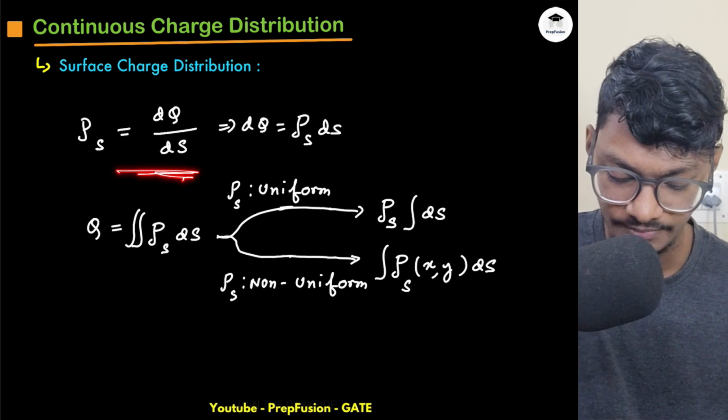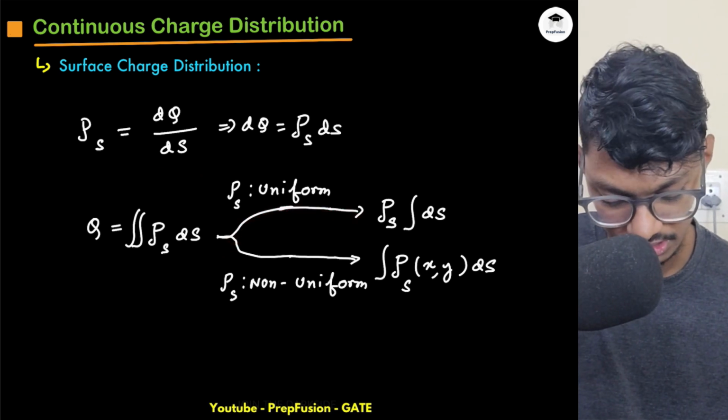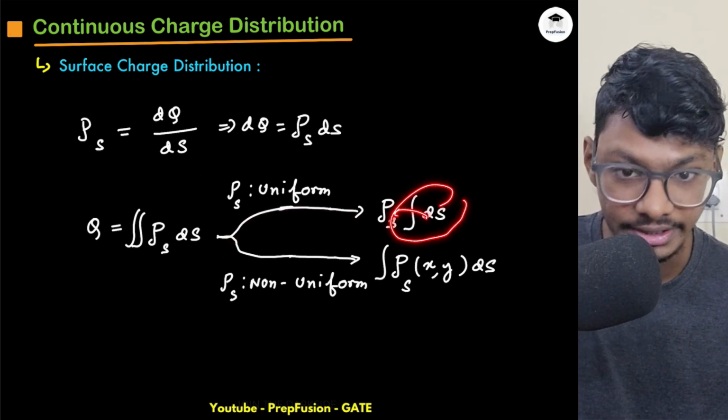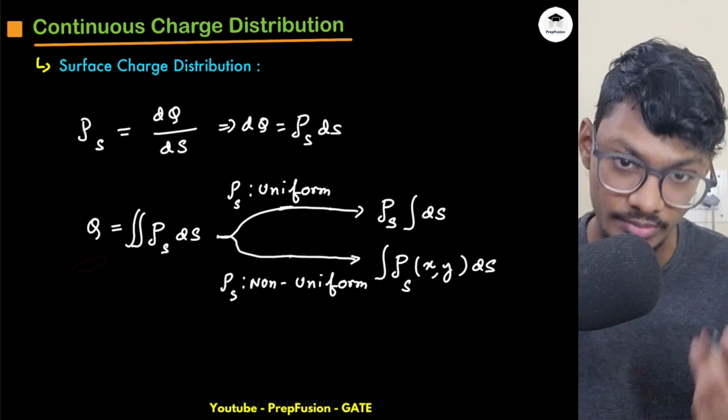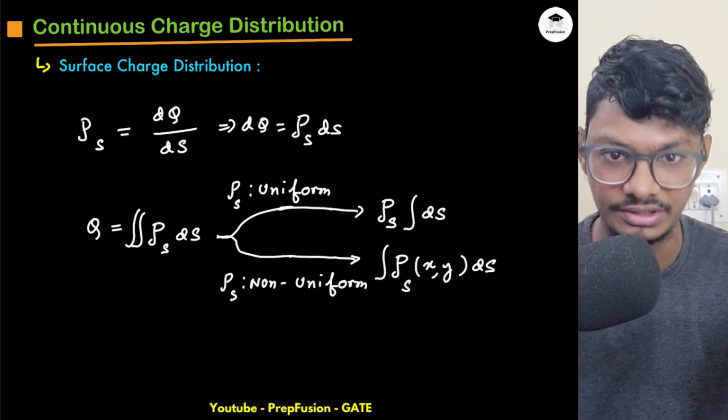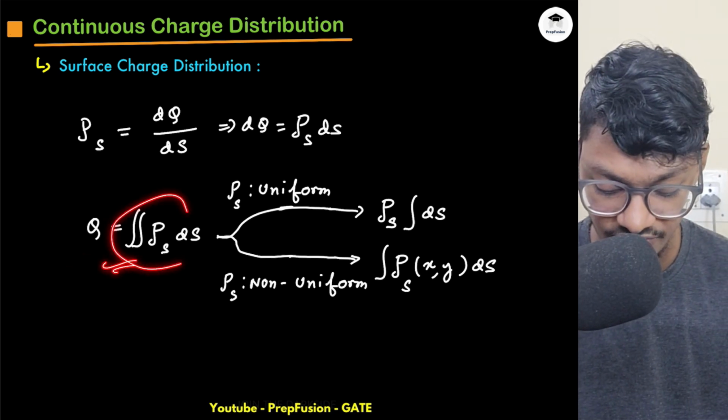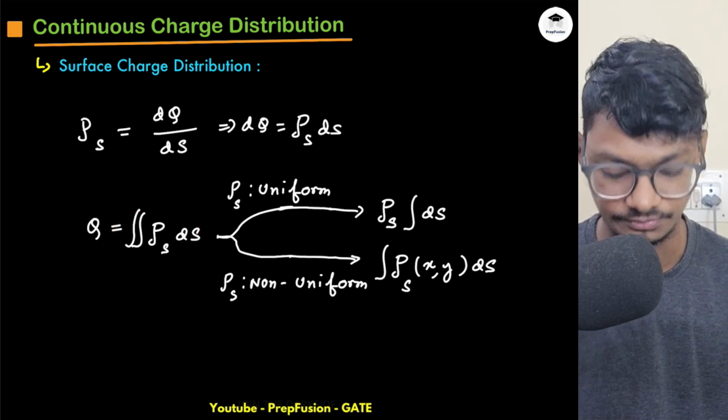Rho s is defined as this. Now if it is uniform, I can simply take rho s out of the integration and then integrate for finding the charge, and this will be helpful in finding the electric field basically. So that's why we're learning this. This will be surface integration, not line integration.